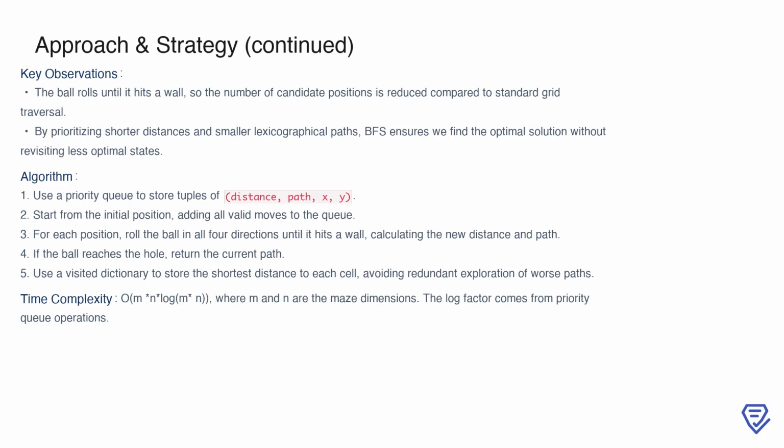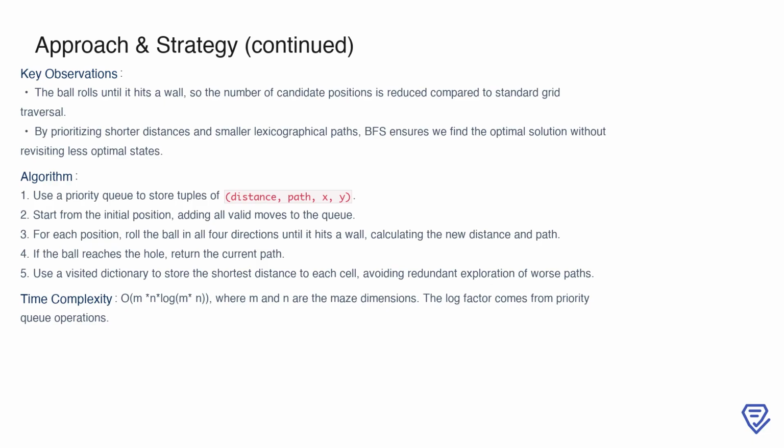BFS is particularly well suited for this type of problem because it explores paths in order of increasing distance, guaranteeing that the shortest path is found. To handle the requirement of lexicographical order, we use a priority queue, or min heap, which sorts the paths first by distance and then by their string representation. This ensures both optimal path length and correct alphabetical ordering.